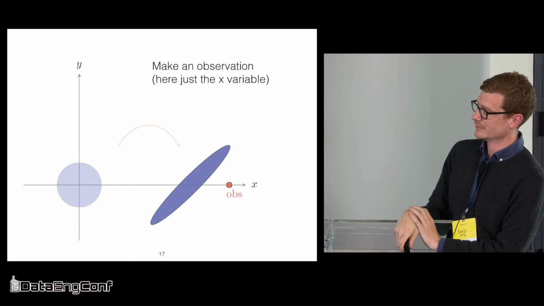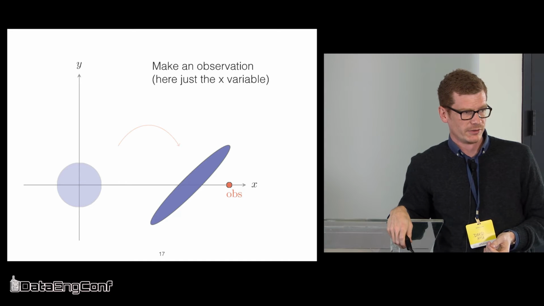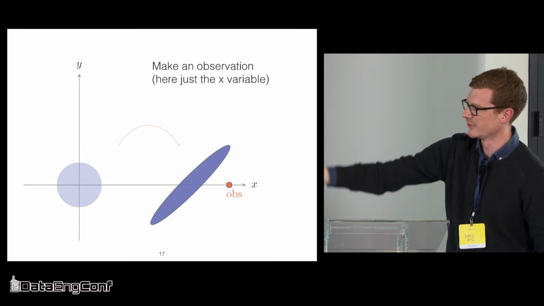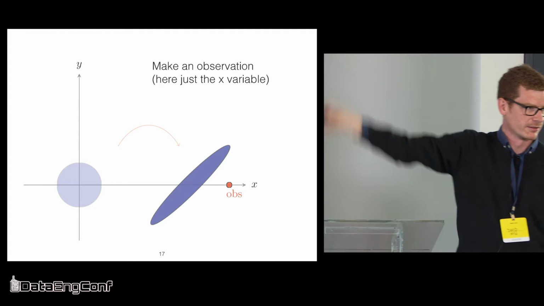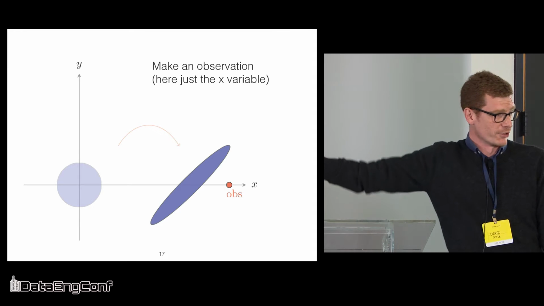Now we make an observation. Say that we just observed the x variable, so we only know where it is on the x line. Really you should think of that observation as a line extending infinitely up the y-axis, but it's at that point. Well, it had noise, so you know it's near that point.